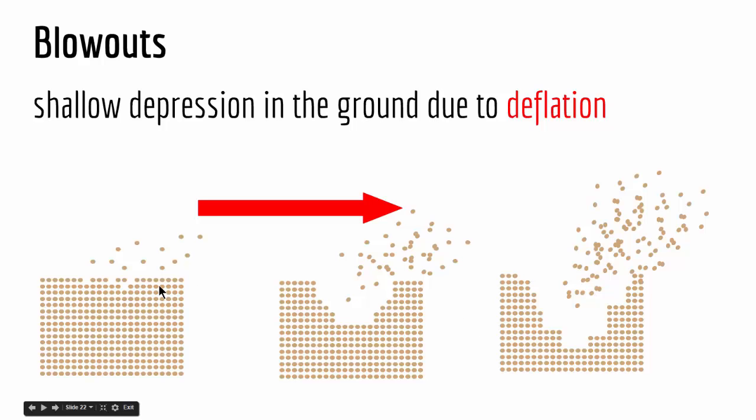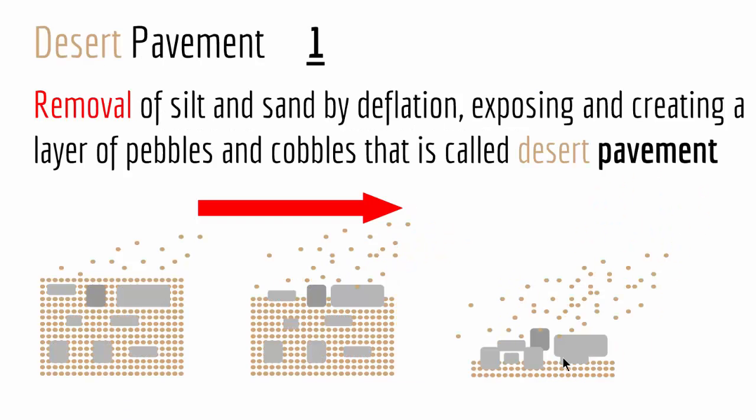So you have an area that is filled with sediment. Slowly by the act of wind, some of the material will be removed and it creates a huge hole in the ground that is called blowouts, as you can see in this illustration. However, desert pavement is removal of silt and sand by deflation, exposing and creating a layer of pebble and cobbles that is called desert pavement. As you can see in this illustration, basically when you have big and small rocks that are mixed with sand, when you have wind that removes the sand, you'll be left with the pebbles and the rocks that creates a pavement on the desert floor. That is basically desert pavement.